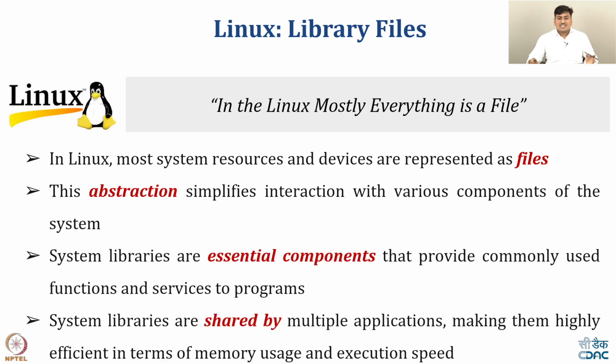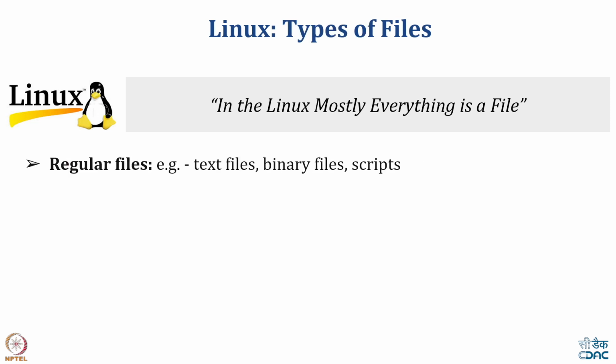And when we talk about system libraries, these are essential components that provide commonly used functions and services in a uniform way. So it creates a standard way of dealing with the Linux components. Basically, Linux libraries are shared by multiple applications, making them highly efficient in terms of memory usage and execution speed. So let us talk about the different types of files in Linux.